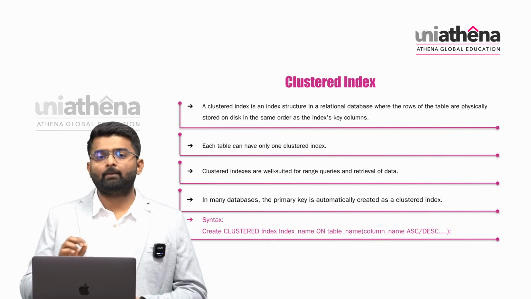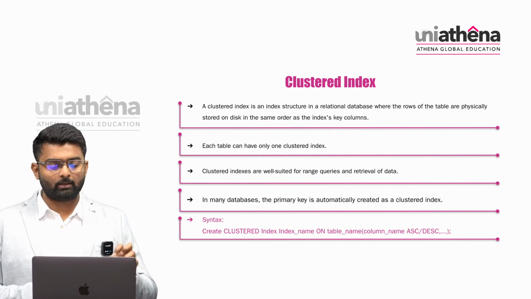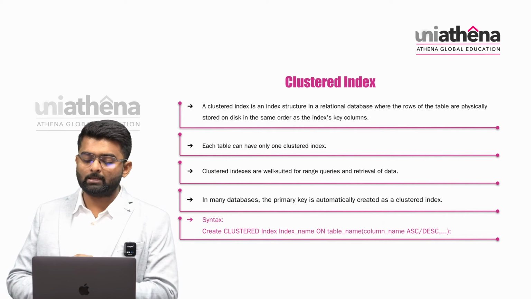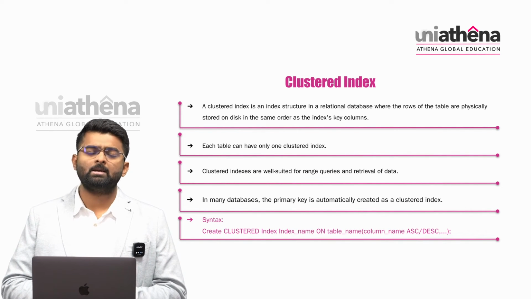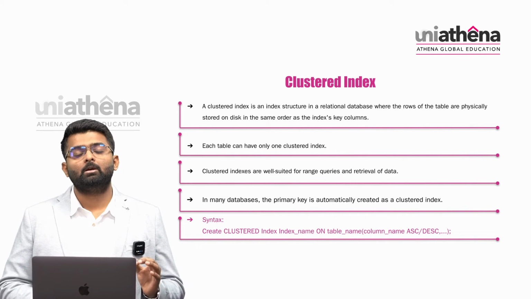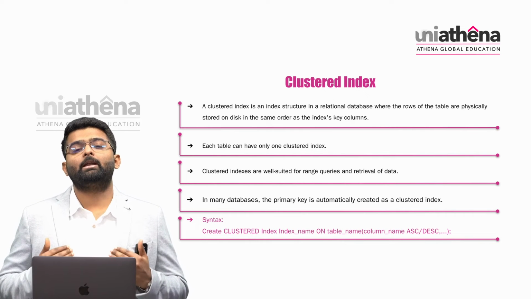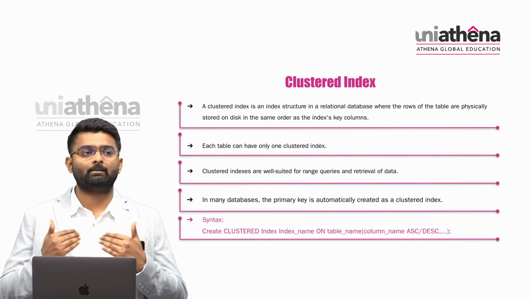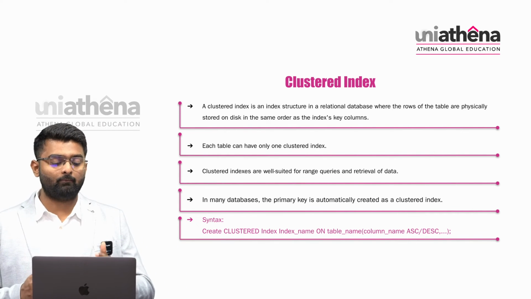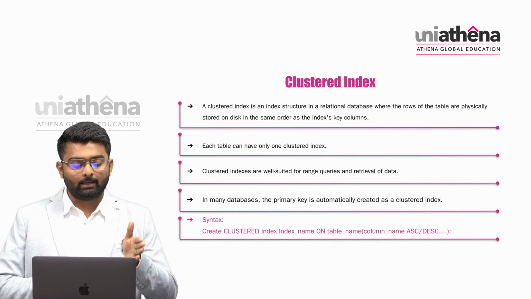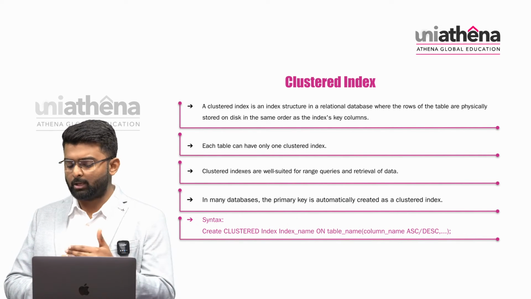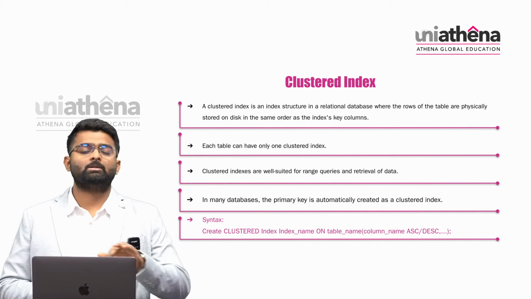Each table can have only one clustered index. Clustered indexes are well suited for range queries and retrieval of the data. In many databases, primary key is automatically considered as a clustered index. Think of clustered index like having a good physical table in place, which can make sure that the data retrieval is at its speed. It gives a top-notch quality data retrieval. Please note each table can have only one clustered index. If you look at the syntax, it says create clustered index, then you have an index name on table, and then you have a column name, ascending, descending, and so on. So that is how you can perform a clustered indexing operation.